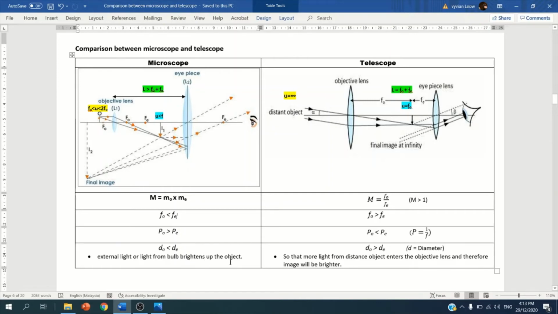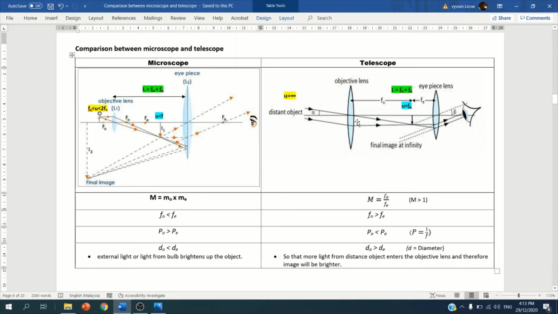All right, now let's look at more differences. The telescope is used to view objects that are very far away, so the object distance is equal to infinity. This is our case number 1 for convex lens. If you want to know more about case number 1, 2, 3, 4, 5, please refer to my video on image characteristics of convex lens. So case number 1, u equals infinity.